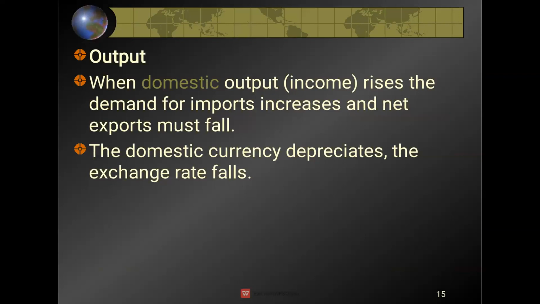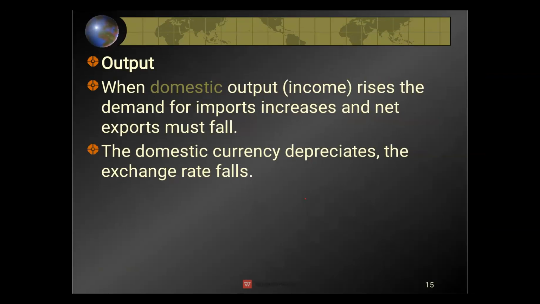What about output, GDP? What's the impact of the same on the exchange rate? When domestic output rises, the demand for imports will increase and net exports will fall. So the domestic currency will depreciate, okay? The exchange rate will fall.